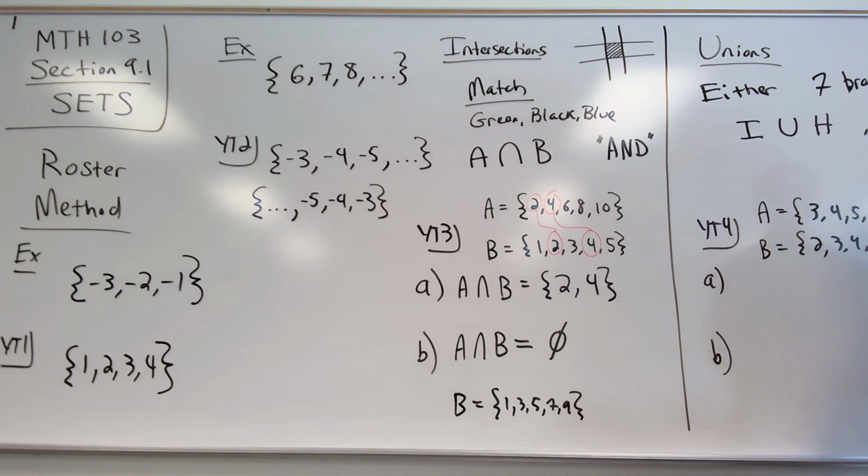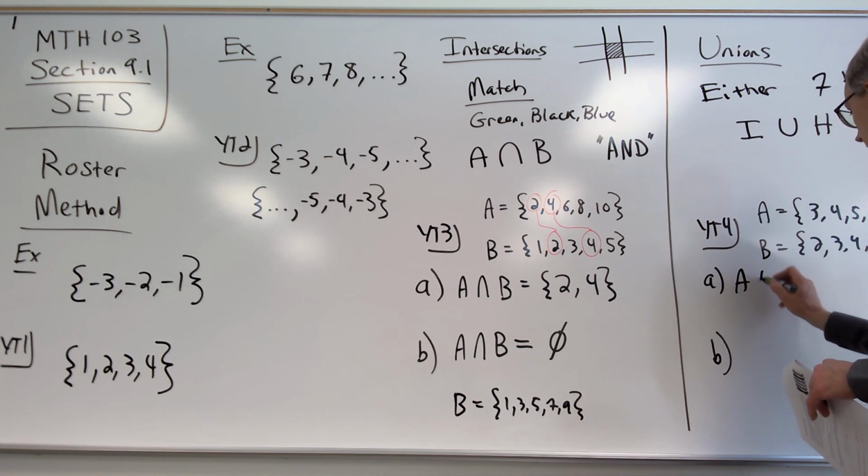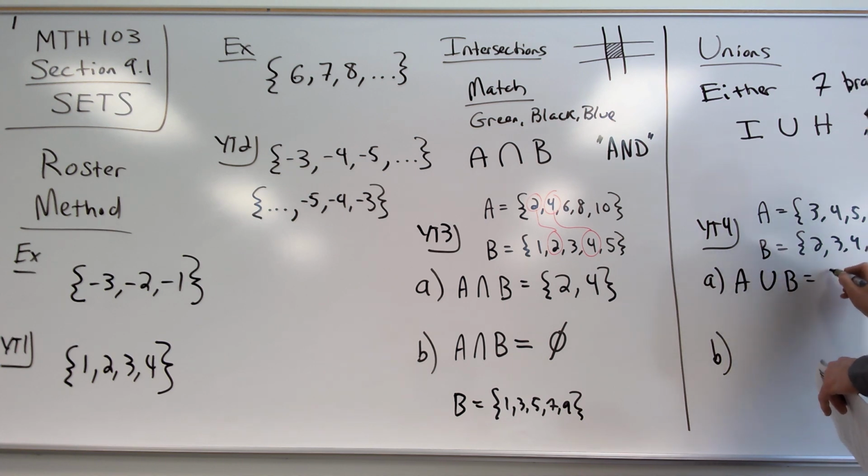Now we're not looking for matches in this case, we're looking for any number in either one of them. So A union B. Union is like bringing things together. So we got a 2, a 3, a 4, a 5, and then we also have a 6. Doesn't matter if they're listed in each set, we just write them once. Don't need to write anything twice. So the union of A and B is going to be 2, 3, 4, 5, 6.